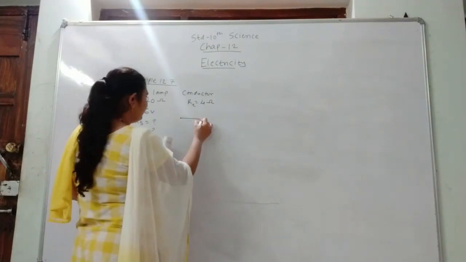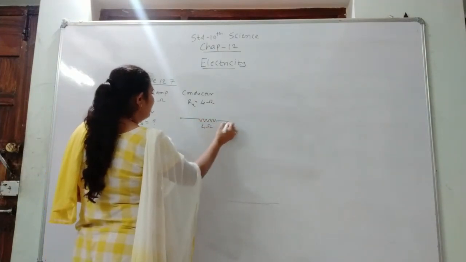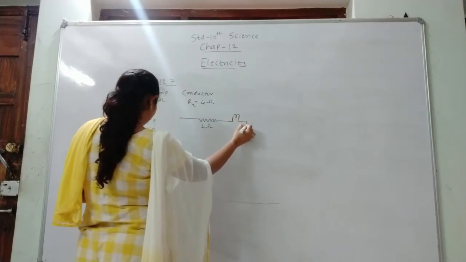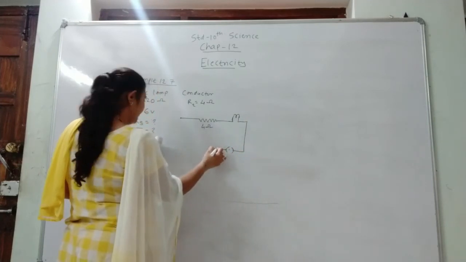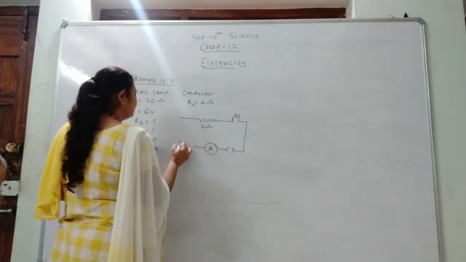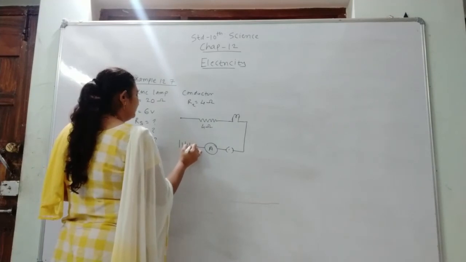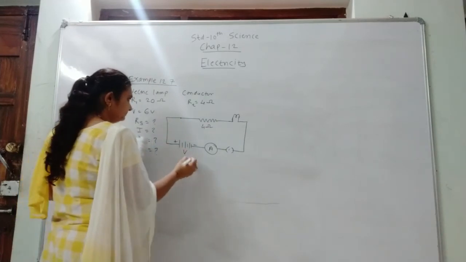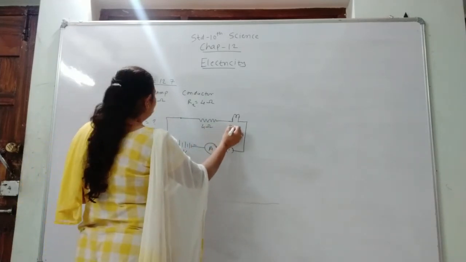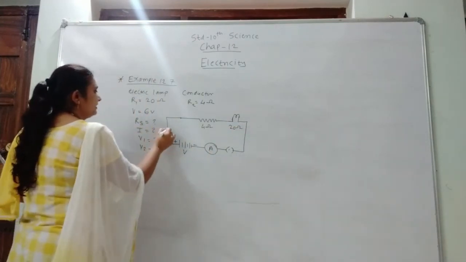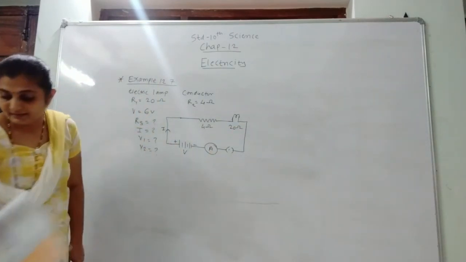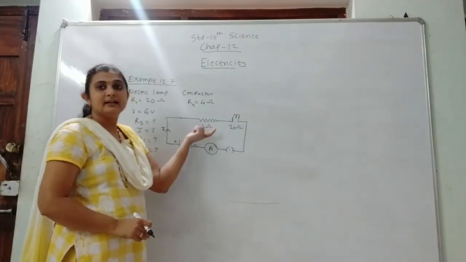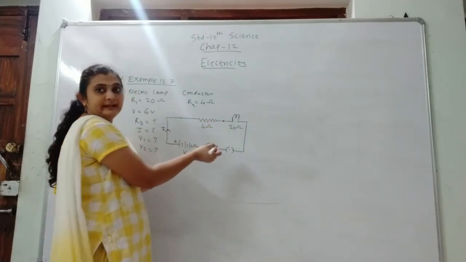Now draw the diagram first. Resistor 4 ohm, 1 electric bulb, key, ammeter, battery. Correct? Here 20 ohm, current is flowing through the circuit. This is the same as a series connection. These two are connected in series, end to end.